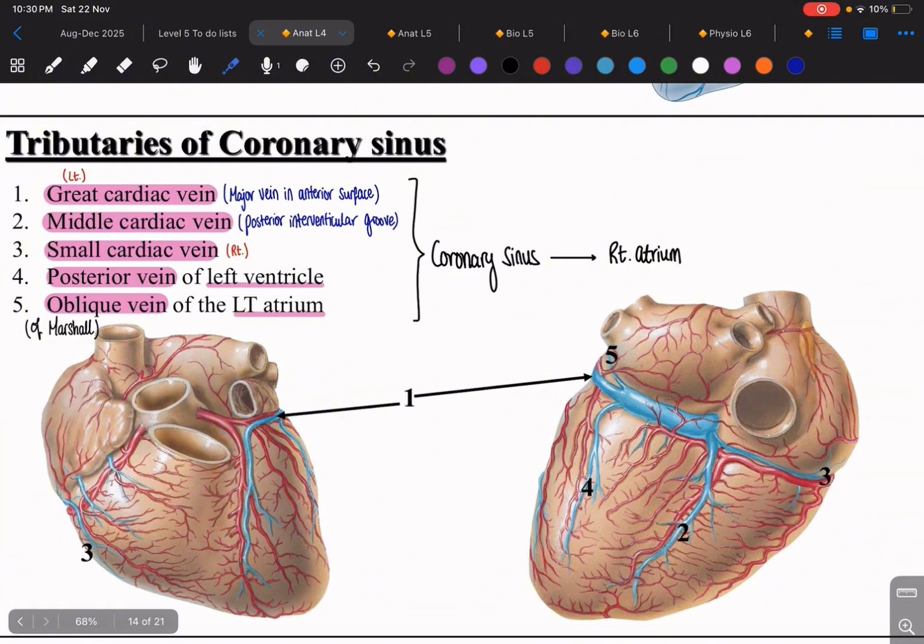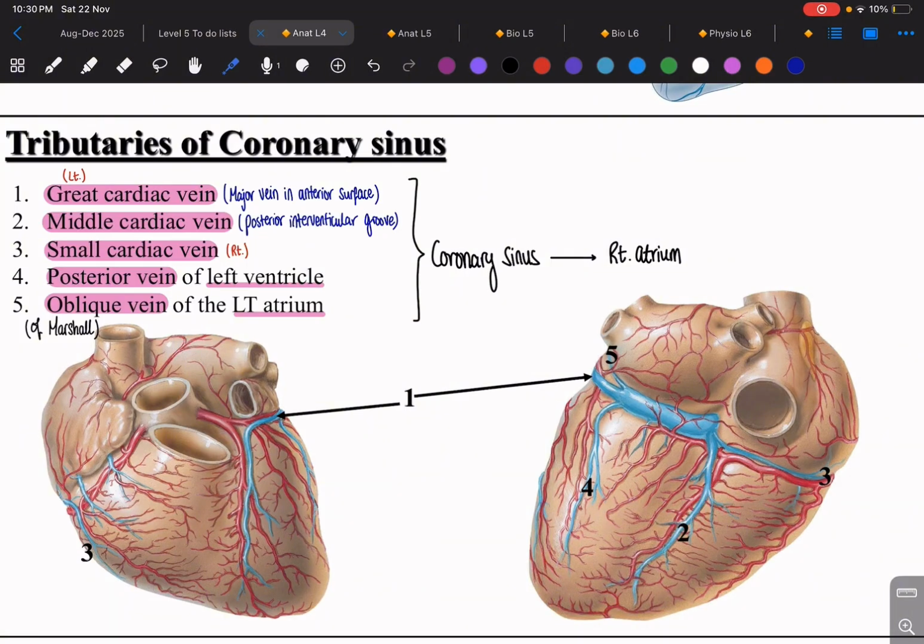So the great cardiac vein, remember, comes from the left side. You can remember it this way: the left side is the side that has the left ventricle, where the left ventricle pumps to the aorta and most of the body. So it has more blood supply than the right. This is not anatomically correct, I think. I'm not sure about it, but I just said it so you can remember it.